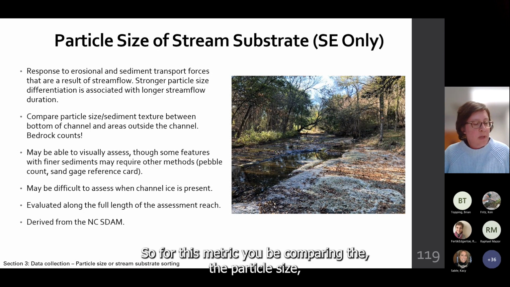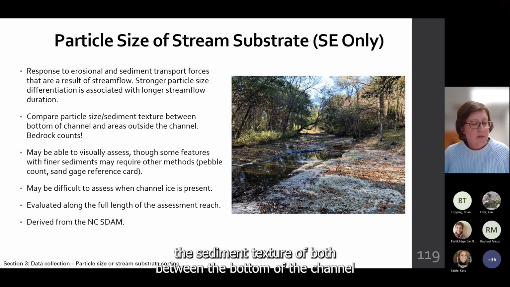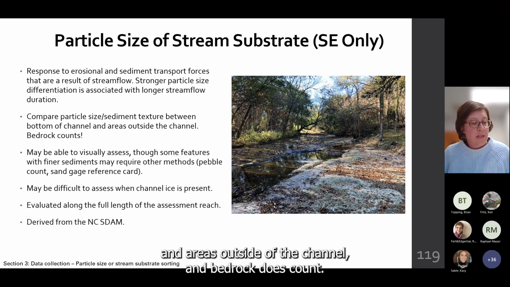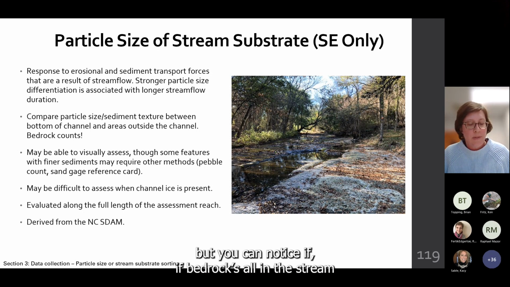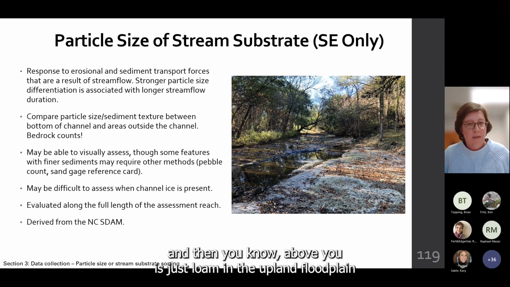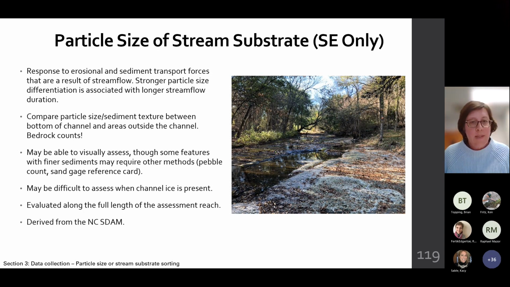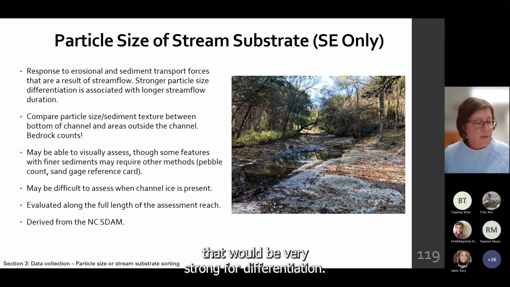So for this metric, you'd be comparing the particle size or the sediment texture, kind of both, between the bottom of the channel and areas outside the channel. And bedrock does count. If you have bedrock, it's not something you can just pick up, but you can notice if bedrock is all in the stream and then above you is just loam in the upland, the floodplain, that would be very strong differentiation.